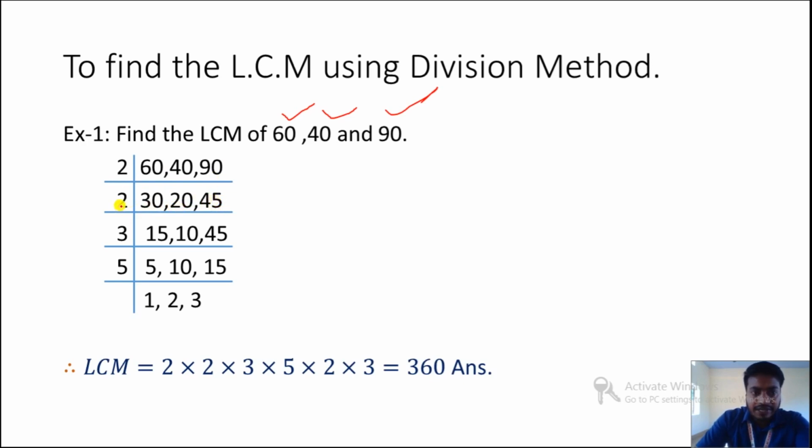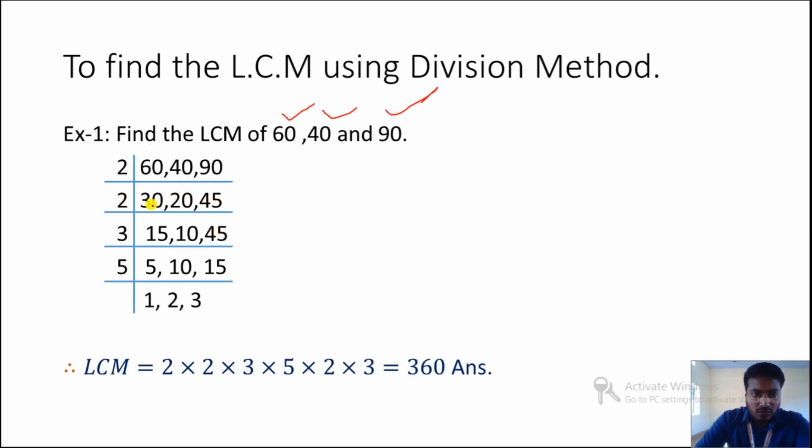Now again we'll take 2. But if you see, here we have 30, 20 and 45. We can divide 30 and 20 but not 45. But in LCM, at least 2 should be divisible from the list. We have 3 numbers here, na? So at least 2 should be divisible by the particular prime number. So if you see, 30 and 20 are divisible by 2, so we'll take 2, and 45 as it is we'll mention here. We'll not divide the 45 and we'll write it the same here. Am I clear to you all?